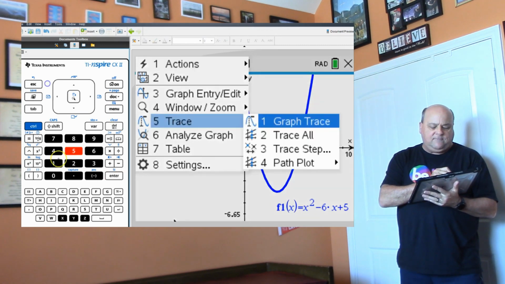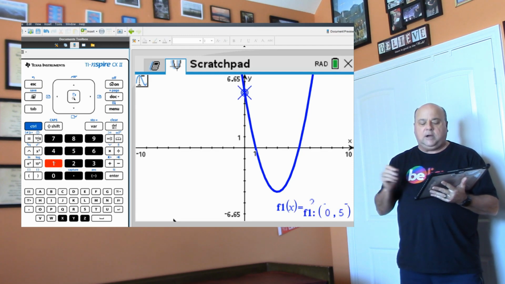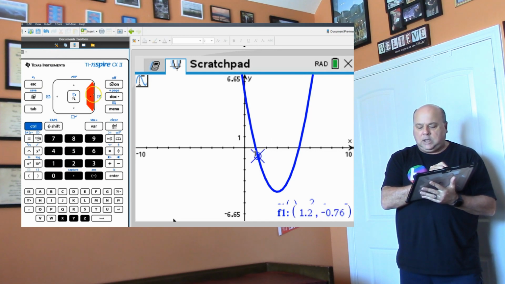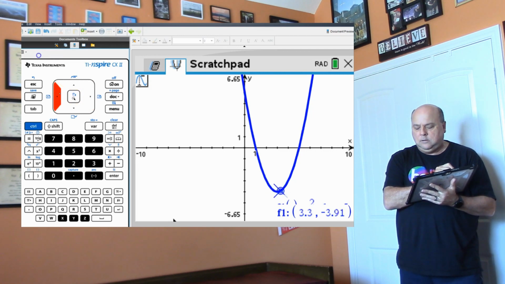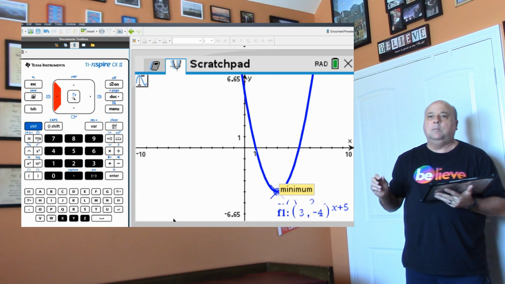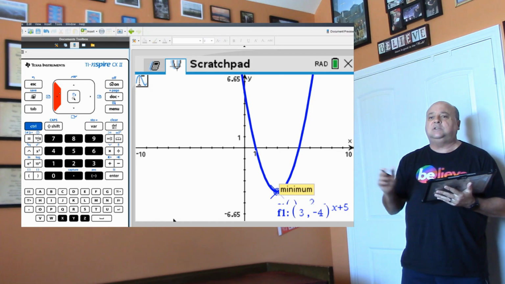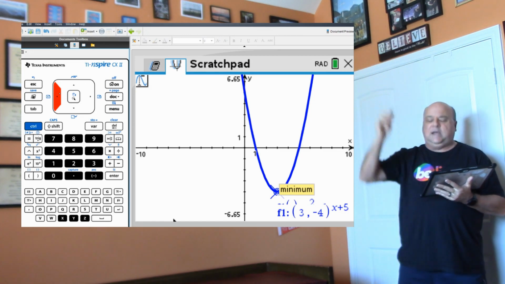So menu 5, 1 is our trace, and we're going to hit the right arrow button. Notice one of the zeros is 1. Keep hitting the right arrow button. And right here, there's my minimum. So 3 comma negative 4, as you can see, is the minimum. That's my vertex. The range has got to be above that, doesn't it?